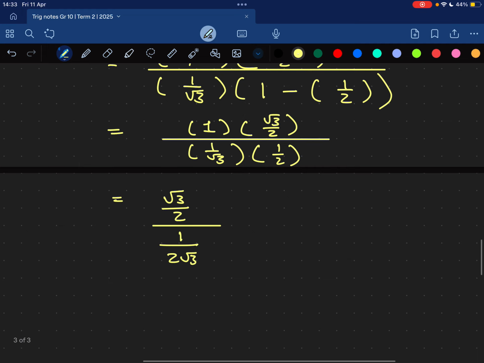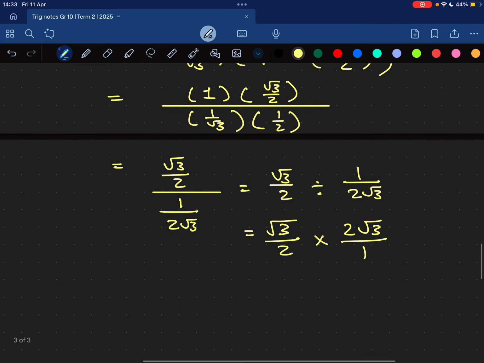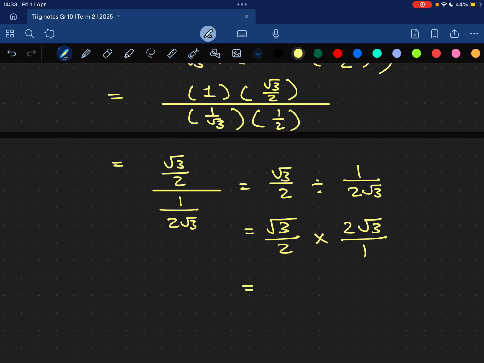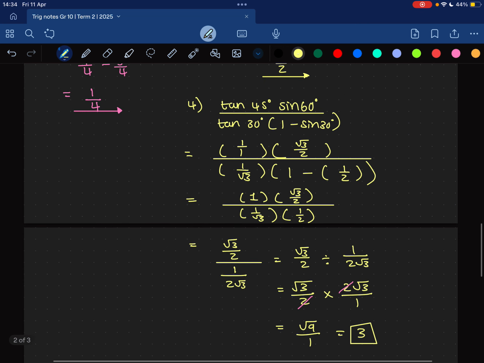Now, because this is a complex fraction, I'm going to rewrite it. So I'll have root 3 over 2 divided by 1 over 2 root 3. So root 3 over 2 multiplied by 2 root 3 over 1. Okay, the 2's will cancel. And then root 3 times root 3 is root 9 over 1, which is just 3. Okay, so just make sure that you go over it and you understand exactly what I've done.